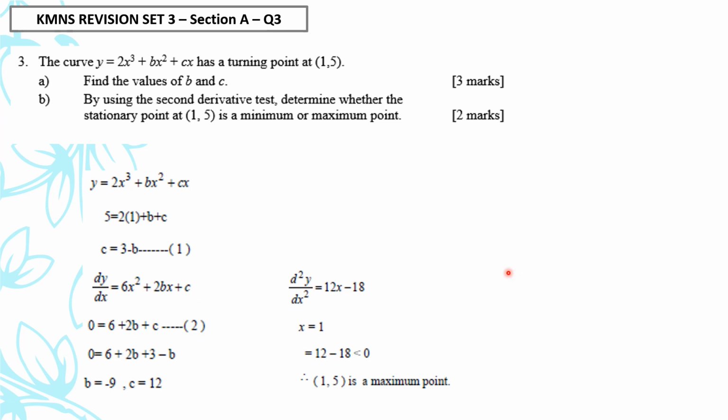And then it asks whether the stationary point (1, 5) is minimum or maximum. So again, using the second derivative test, we can check your second derivative at x equals 1. We get a value less than 0, which shows (1, 5) here is a maximum point.